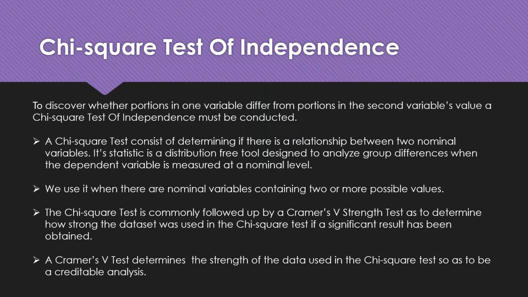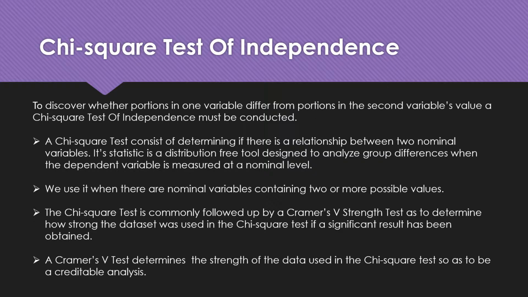So, a chi-square test of independence. In order to review that, we have to consider that to discover whether proportions in one variable differ from proportions in a second variable's value, a chi-square test of independence must be conducted. A chi-square test consists of determining if there is a relationship between two nominal variables. Its statistic is a distribution-free tool designed to analyze group differences when a dependent variable is measured at a nominal level. We use it when there are nominal variables containing two or more possible values.